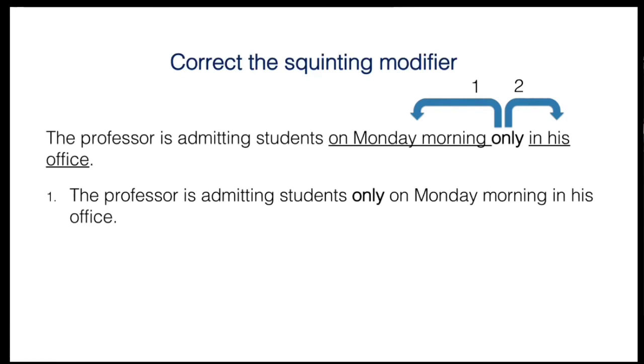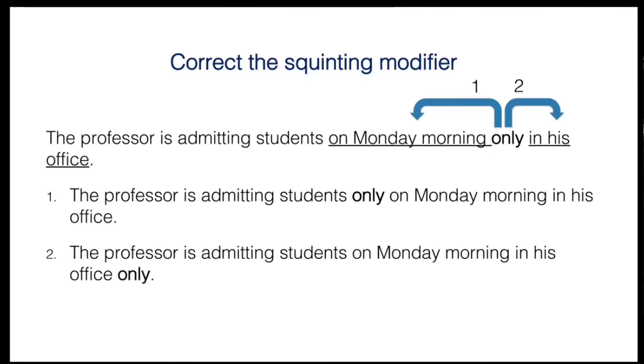Squinting modifiers are also easy to correct because you put the modifier in the position where it should be. For example, the professor is admitting students only on Monday morning in his office, or the professor is admitting students on Monday morning in his office only, right? So you don't go to the classroom or something, you go only to his office.